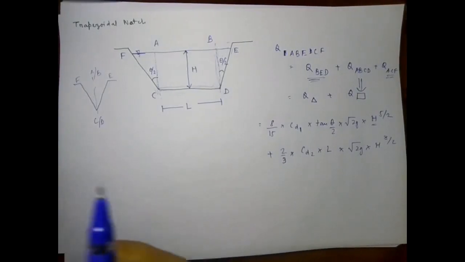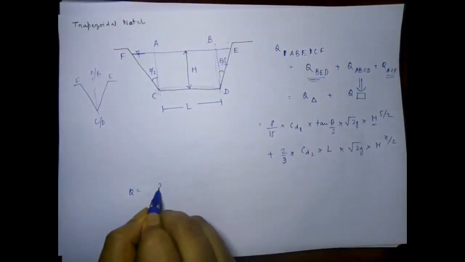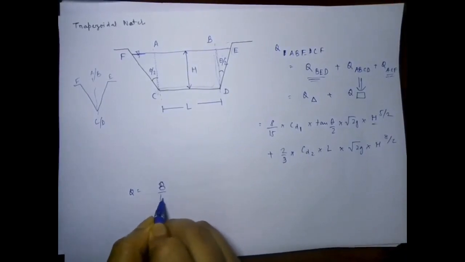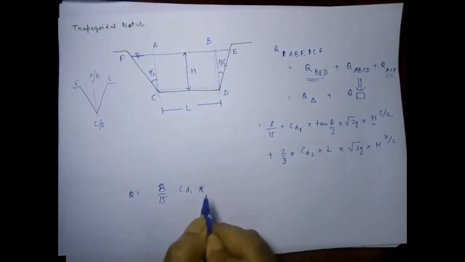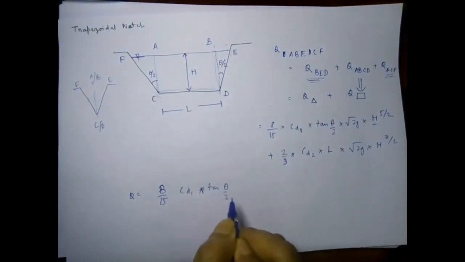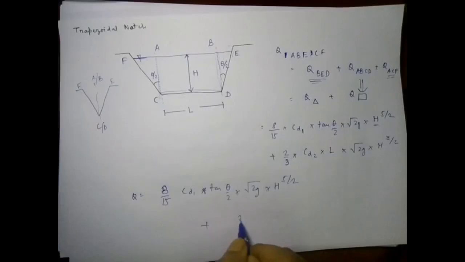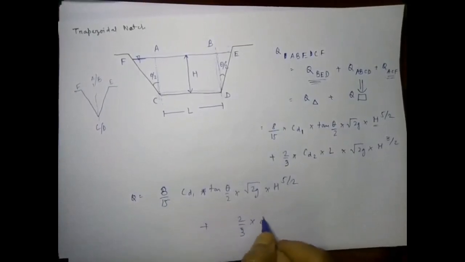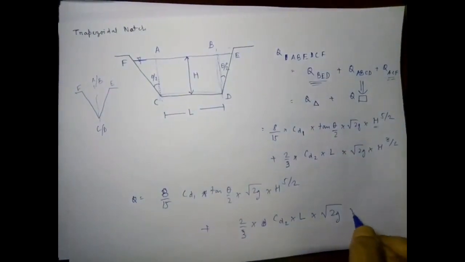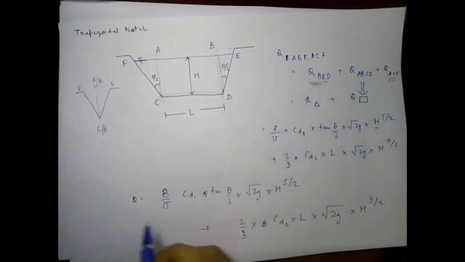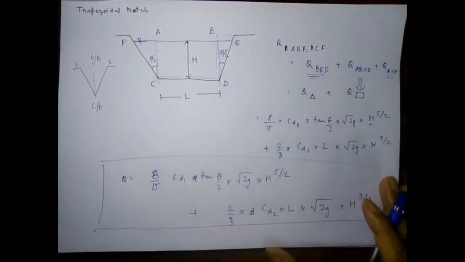So now the final discharge will be equal to Q is equal to 8 by 15 times CD1 times tan theta by 2 times root 2g times h to the power 5 by 2 plus 2 by 3 times CD2 times L times root 2g times h to the power 3 by 2. So this is our equation for a trapezoidal notch.